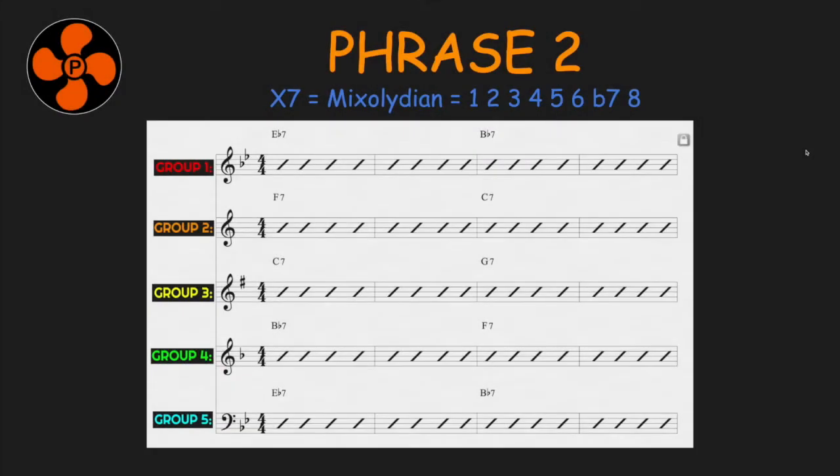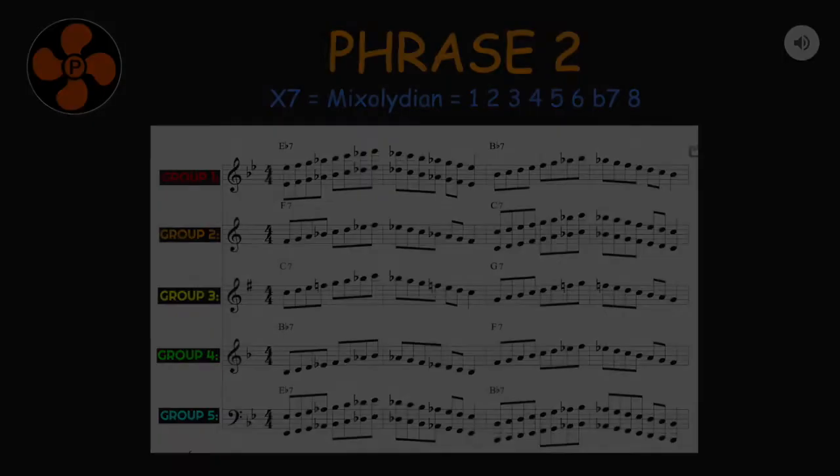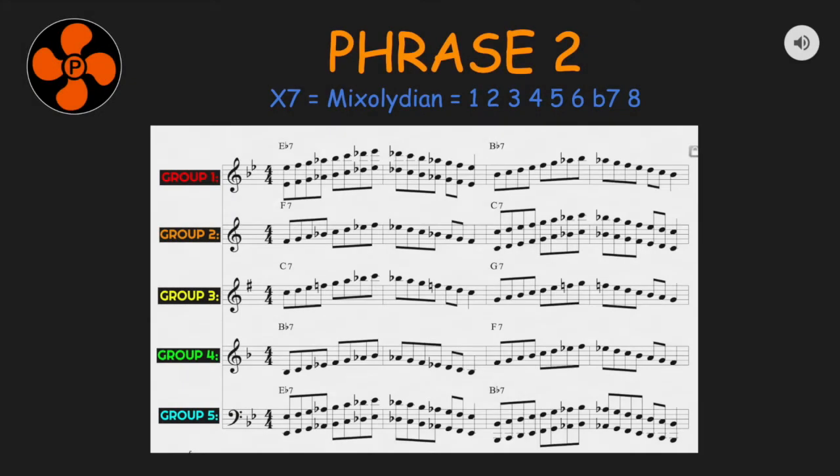In phrase 2, it introduces the 4 chord on the first 2 measures, and then goes back to your 1 chord for the second 2 measures. So for this phrase, we're going to need 2 scales, our 1 chord Mixolydian scale and our 4 chord Mixolydian scale. On this slide, you'll see the scales written out for your group. Again, we're going to go up and down in eighth notes. Get set. 1, 2, 1, 2, 3, 4. Let's repeat it. Go.